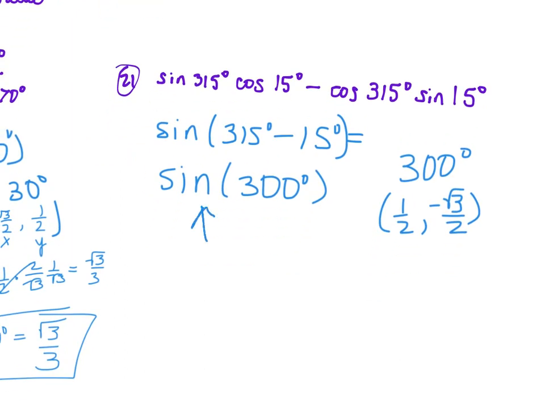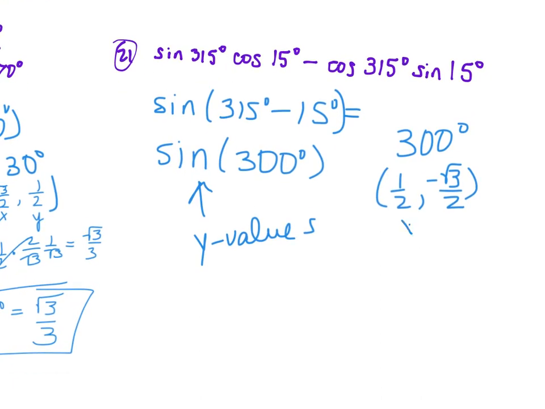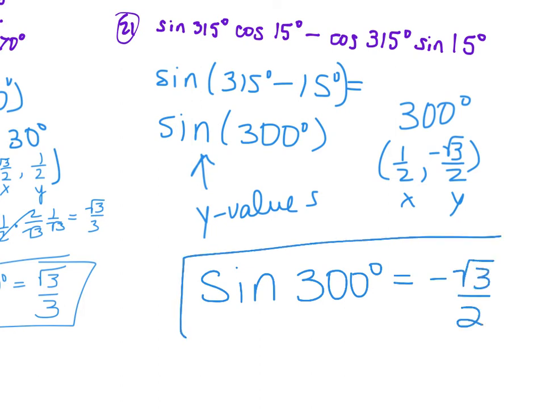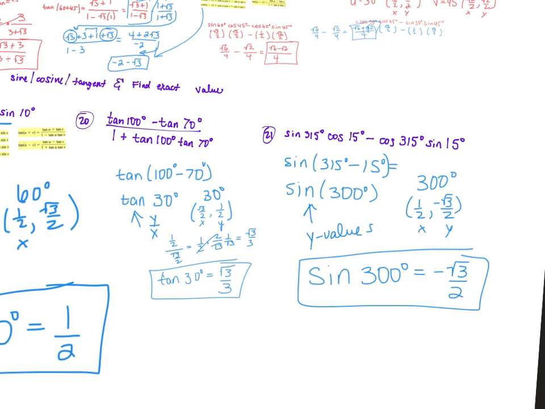And I remind myself that sine is y values. So to rewrite this, guys, as one trig function and give the exact value, you would write sine of 300 degrees equals negative root 3 over 2. And that would be your answer. So that's how you simplify. You just pick the identity that matches what the problem looks like.